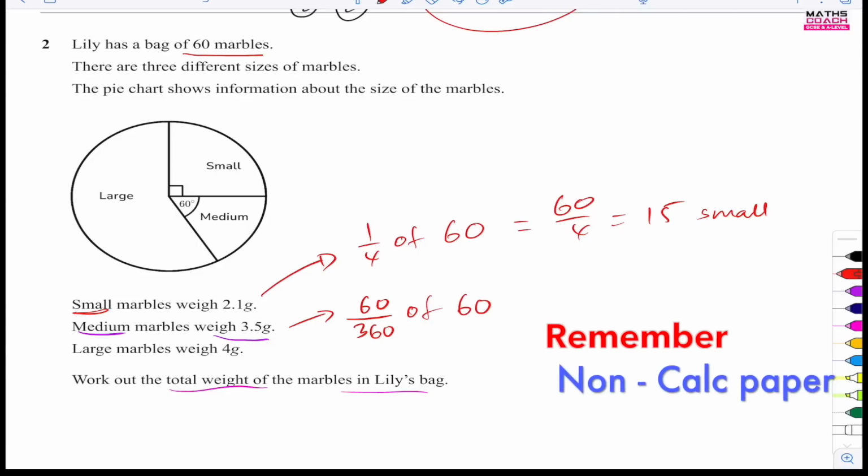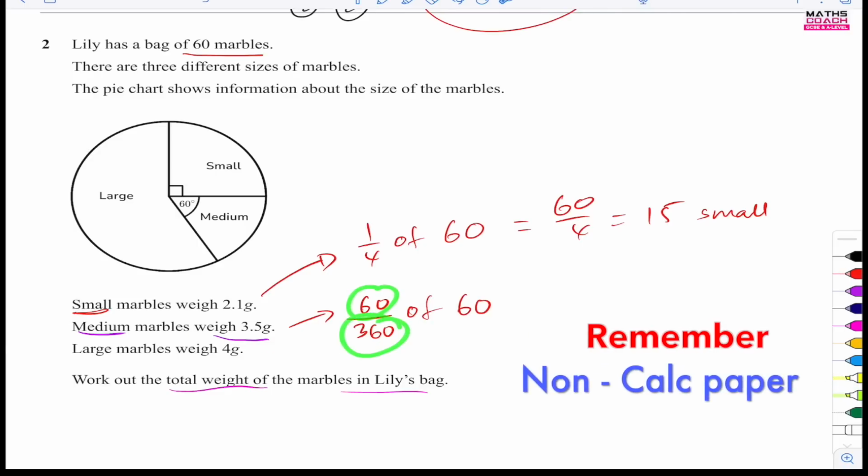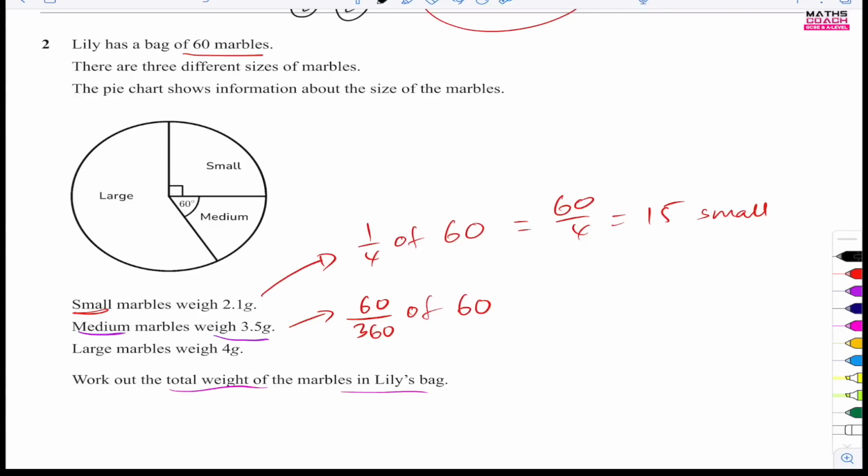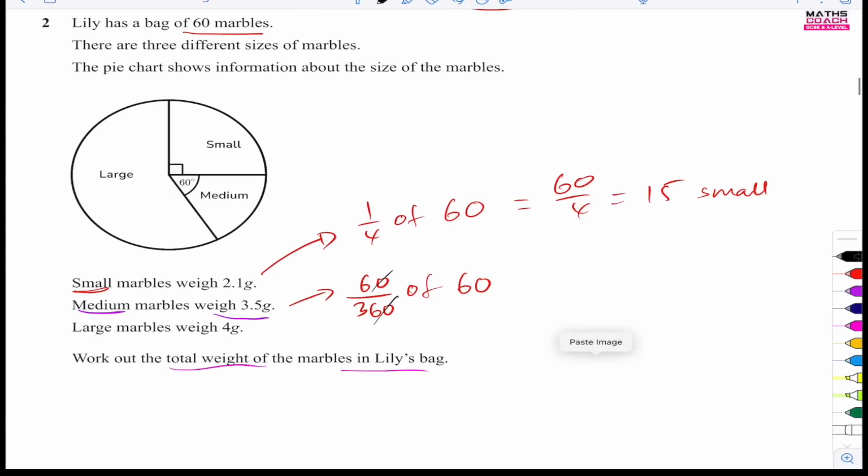Now let's simplify the 60 and 360. We can first of all divide by 10, so that cancels out the zeros. And then we've got 6 over 36, which can be further simplified as 1 over 6. And what does "of" mean? That means multiply. So it's multiplied by 60. Okay, so again, we're going to do 60 divided by 6. And what is 60 divided by 6? That gives us 10. So 10 medium marbles.